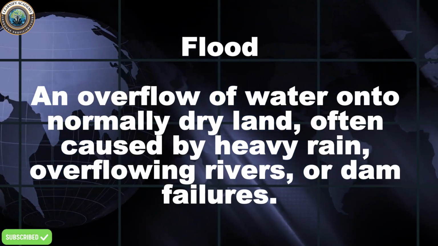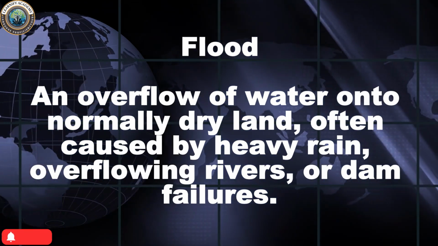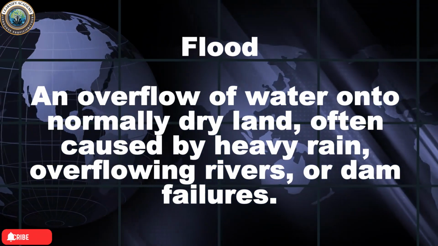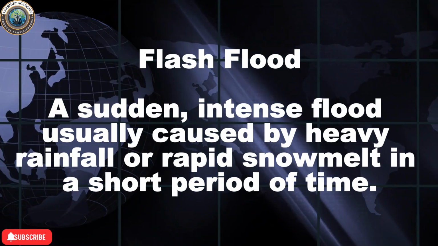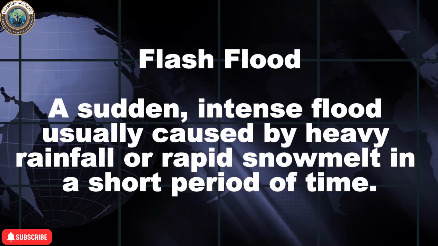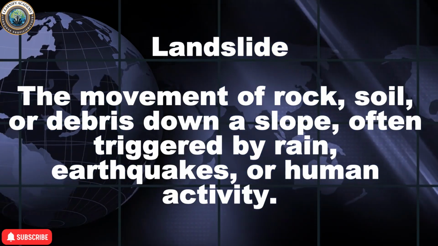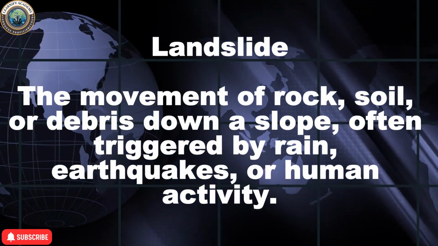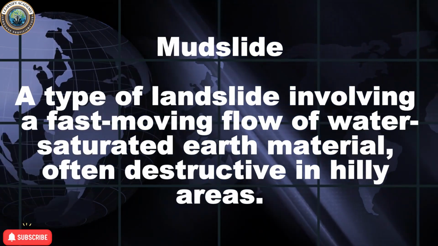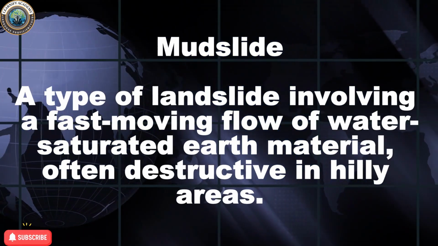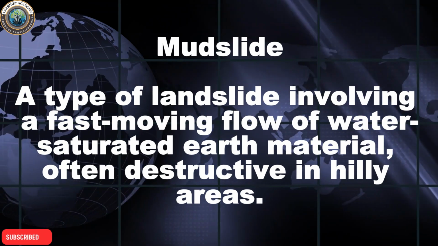Flood. An overflow of water onto normally dry land, often caused by heavy rain, overflowing rivers, or dam failures. Flash flood. A sudden, intense flood usually caused by heavy rainfall or rapid snowmelt in a short period of time. Landslide. The movement of rock, soil, or debris down a slope, often triggered by rain, earthquakes, or human activity. Mudslide. A type of landslide involving a fast-moving flow of water-saturated earth material, often destructive in hilly areas.